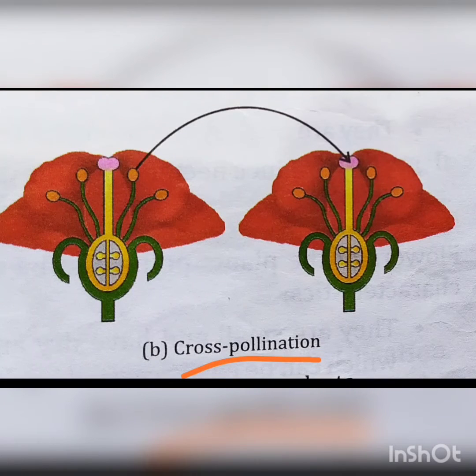Cross-pollination. In cross-pollination, the transfer of pollen grains from the anther of one flower to the stigma of another flower of a different plant of the same variety takes place. For cross-pollination, agents like wind, water, and insects play an important role in transferring the pollen grains from anther to the stigma of another flower. So they are also called the pollinators.